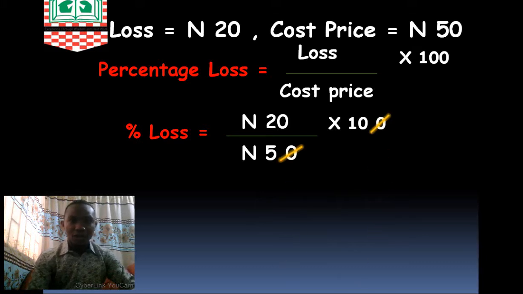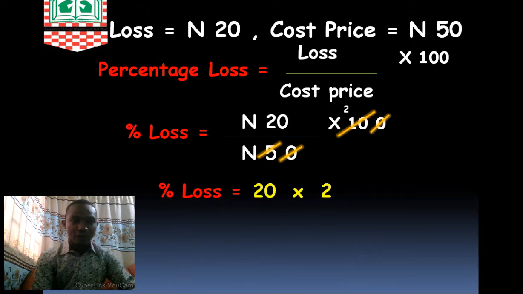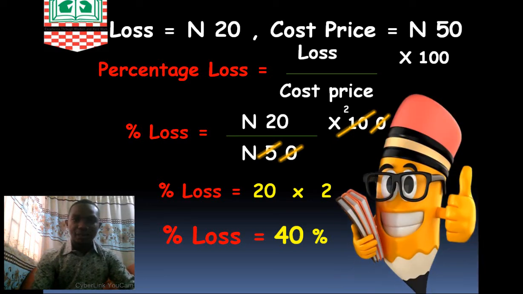You can say 0 cancel 0, 5 here 1, and 5 in 10 gives us 2, right? Then we have percentage loss is equal to 20 times 2. That gives us 40%. Then the trader made 40% loss. If you still do not understand, I need you to replay this video to get the best out of this, right? Okay, let's move on to the next example.